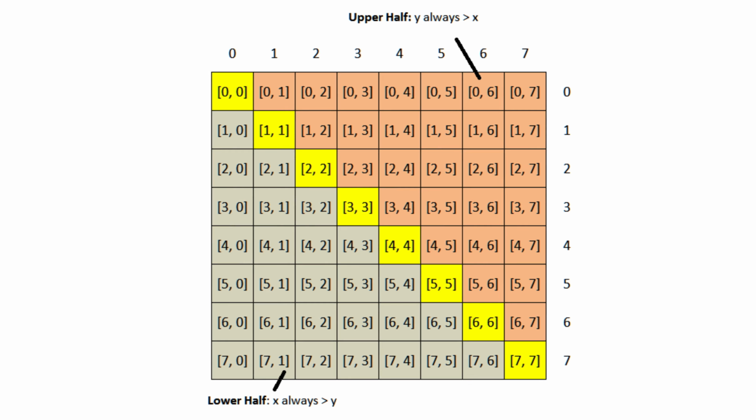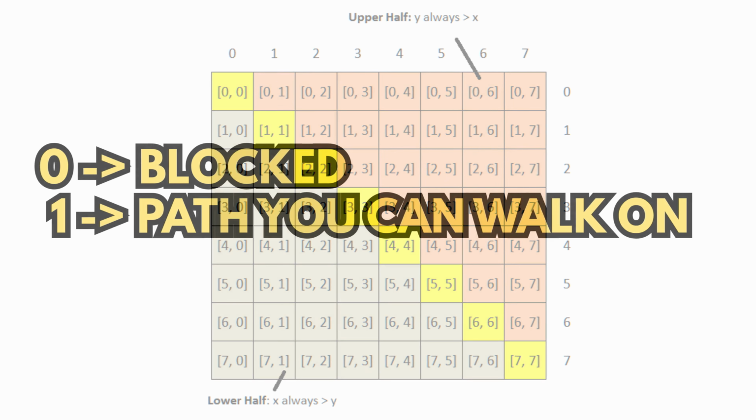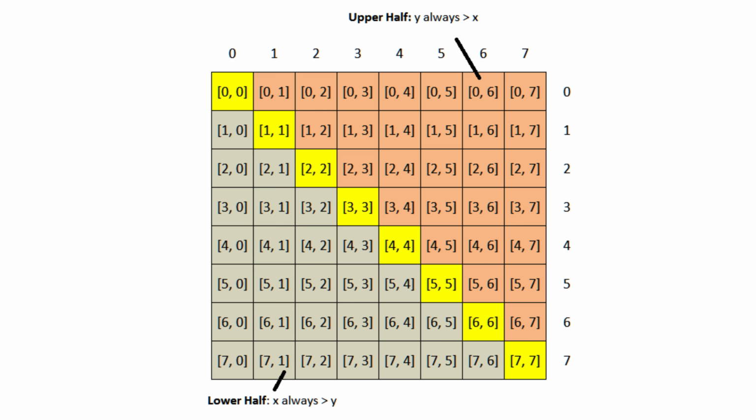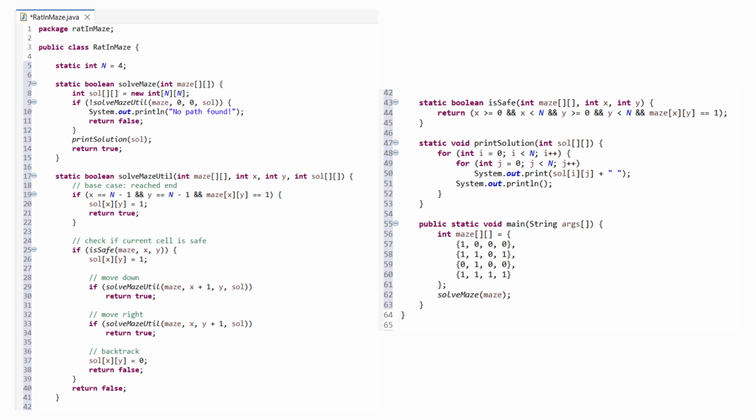The maze problem. We'll represent the maze as a 2D grid. 0 means blocked, 1 means path you can walk on. The rat starts at the top left corner 0, 0 and needs to reach the bottom right corner n-1, n-1. And let's write a code for that in Java.